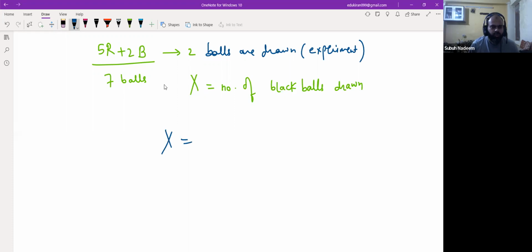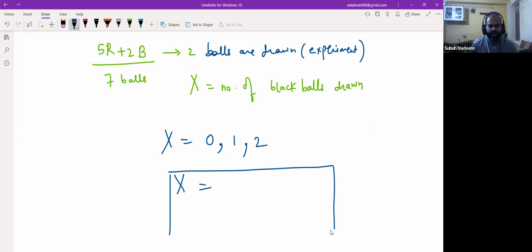Out of these 7 balls, if you are drawing 2 balls, you can get either 0 black balls, or 1 black ball, or 2 black balls. If you get 0 black balls, that means you are getting 2 red balls. If you are getting 1 black ball, that means you are getting 1 black and 1 red. And if you are getting 2 black balls, that means you are getting 2 black balls and 0 red balls. Is it okay? Yes, sir. Now, no other values it can take. It won't take 3 because you can't take 3 black balls as there are only 2 black balls and we have to withdraw only 2 balls.